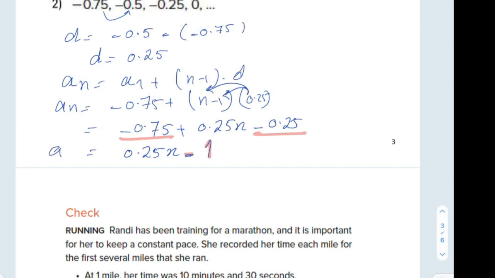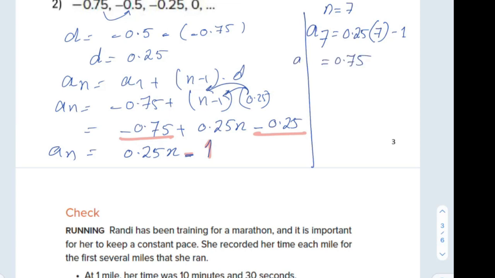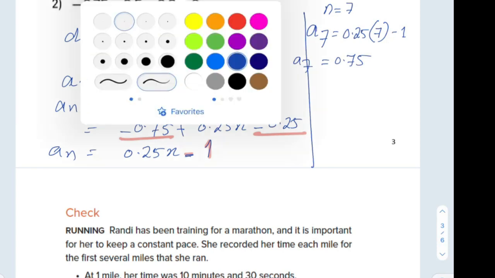So this is an. And then what? Then we will find out the required term, and it is required to find term number 7. So I will replace n by 7. So it is 0.25 times 7 minus 1. And it will give us 0.75. Let's check whether we can find it mentally.